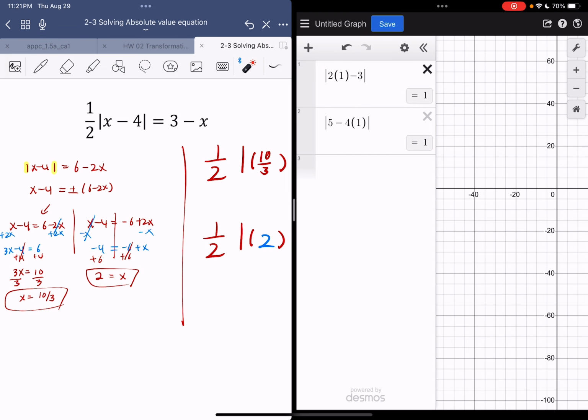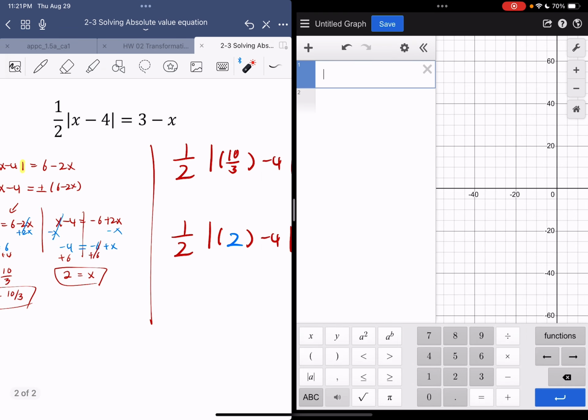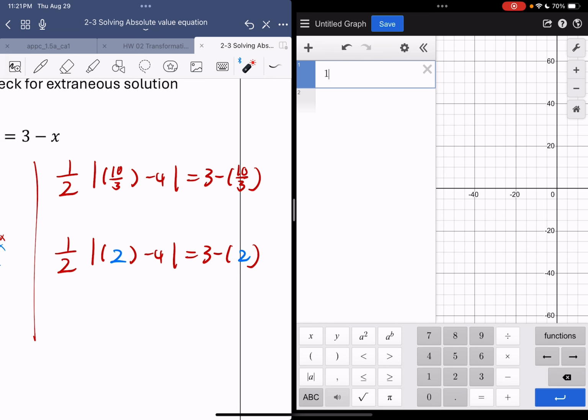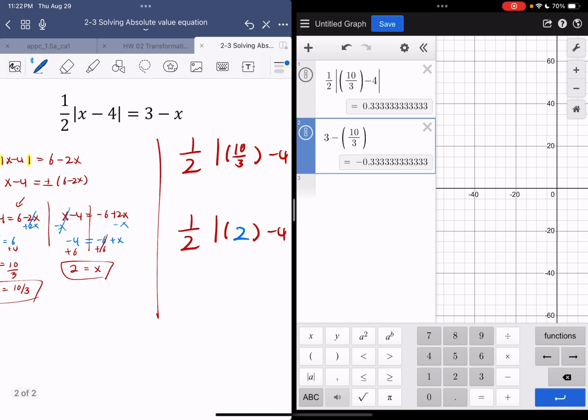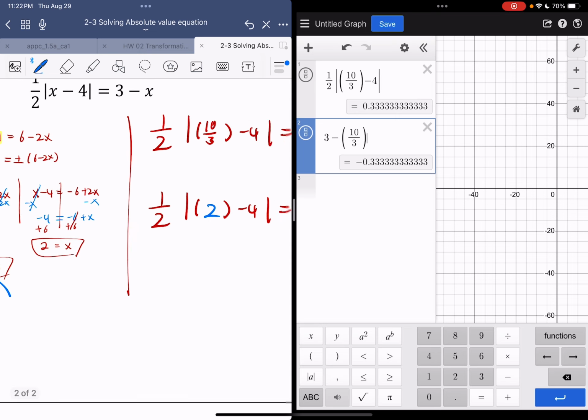So first one, I'm gonna put 1/2 absolute value of parenthesis 10/3 minus 4. That's it, right? Instead of absolute value. And second one is a 3 minus parenthesis 10/3. So see, one is positive 0.33, the other one is negative 0.33, so that's not gonna be the answer.